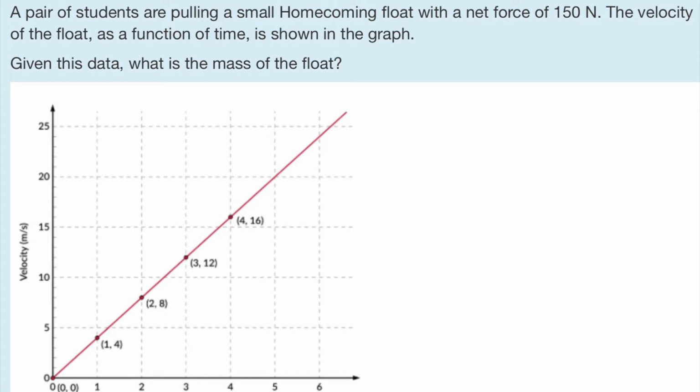A pair of students are pulling a small homecoming float with a net force of 150 newtons. The velocity of the float as a function of time is shown in the graph. Given this data, what is the mass of the float?